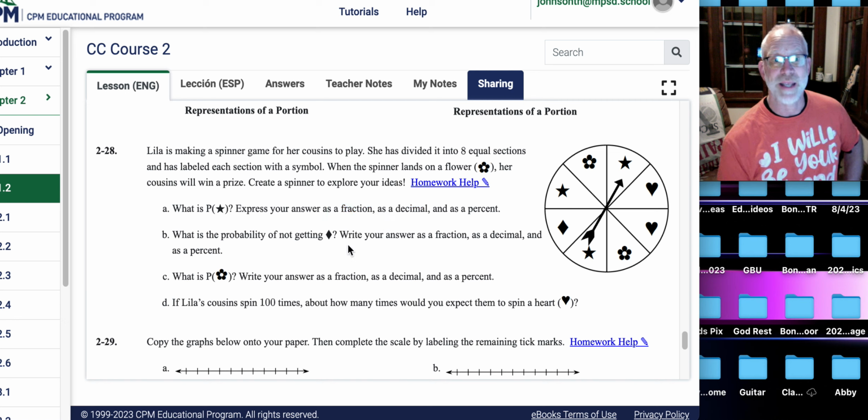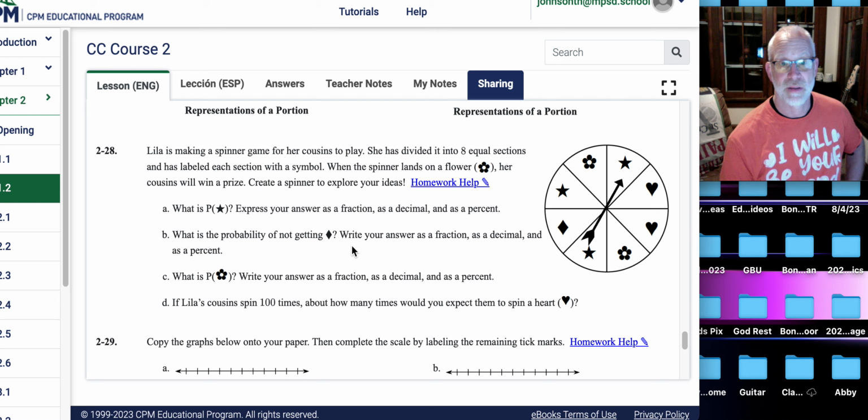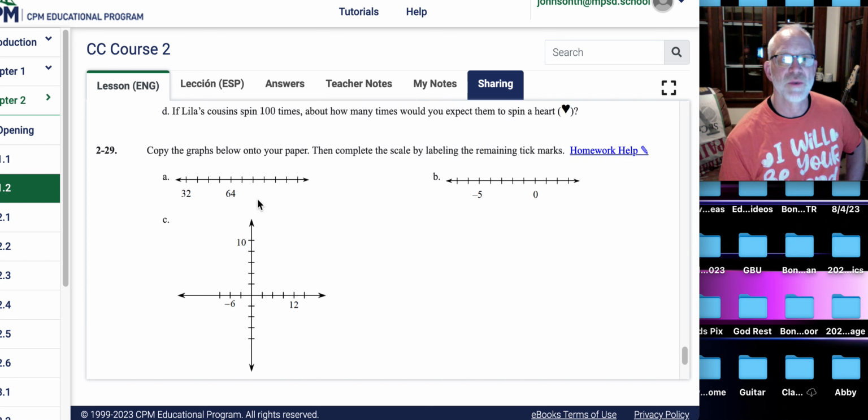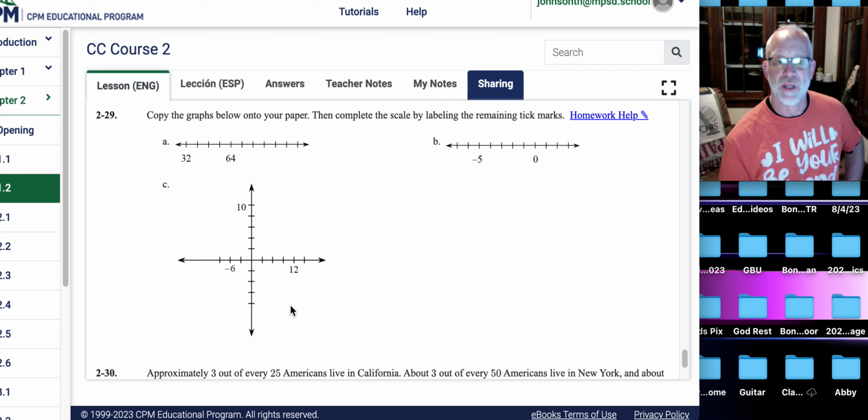What is the probability of not getting a diamond? Write that as a fraction, a decimal, and a percent. What is the probability of getting a flower? Fraction, decimal, percent. And if Lila's cousins spin 100 times, about how many times would you expect them to get a heart? Okay, so that's 228. 229, you see that these graphs are scaled differently, and so what we want the kids to do is go through and label each tick. Okay, so what do you think each one of those stands for?